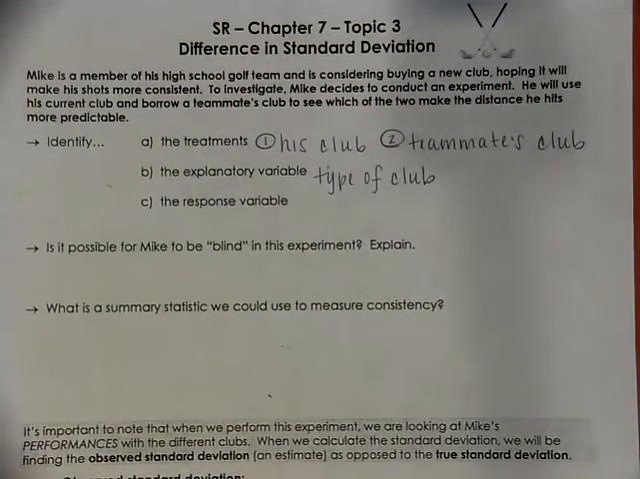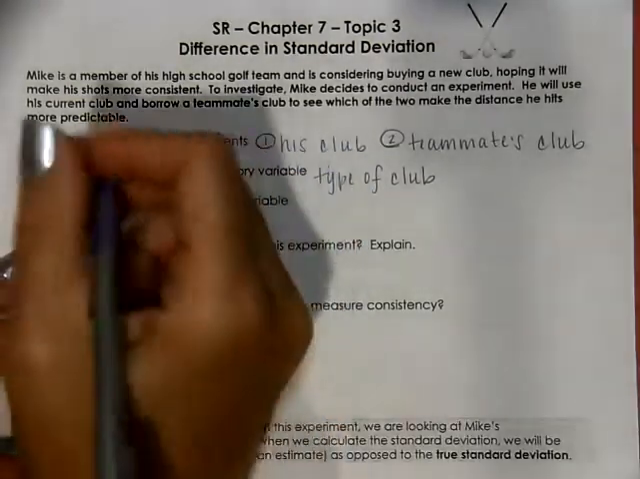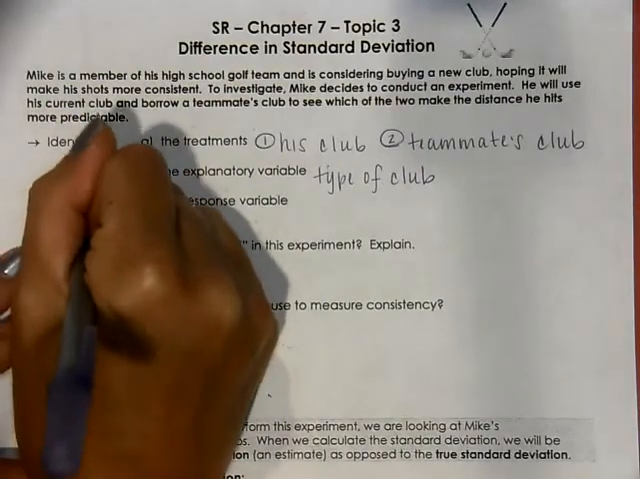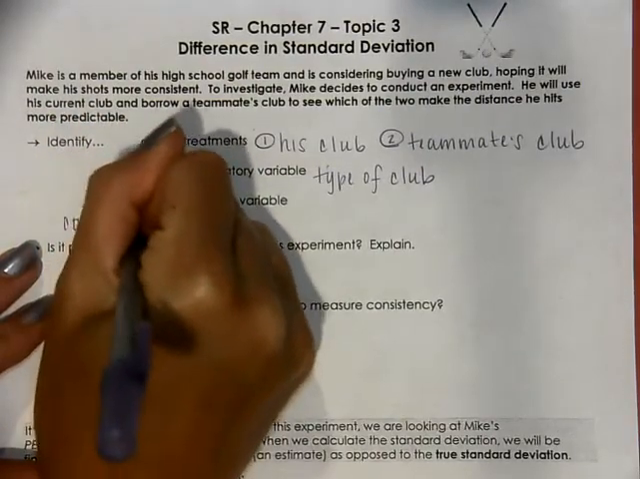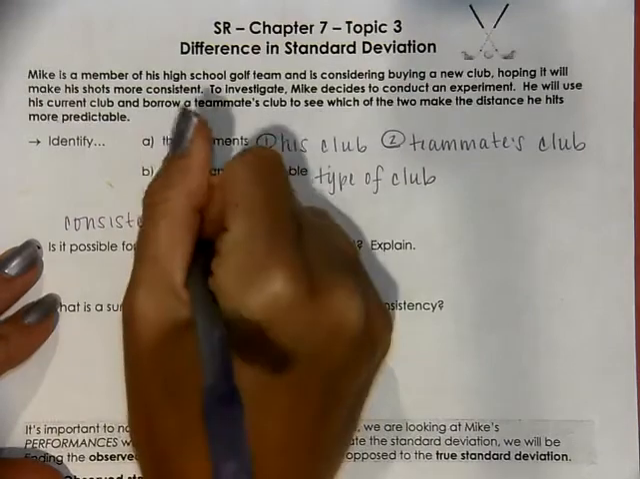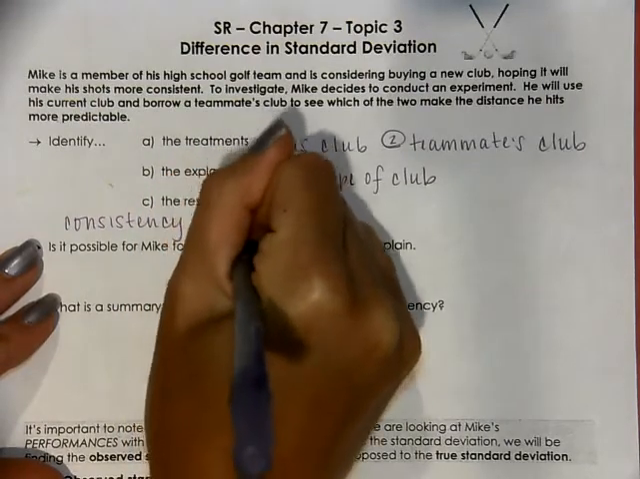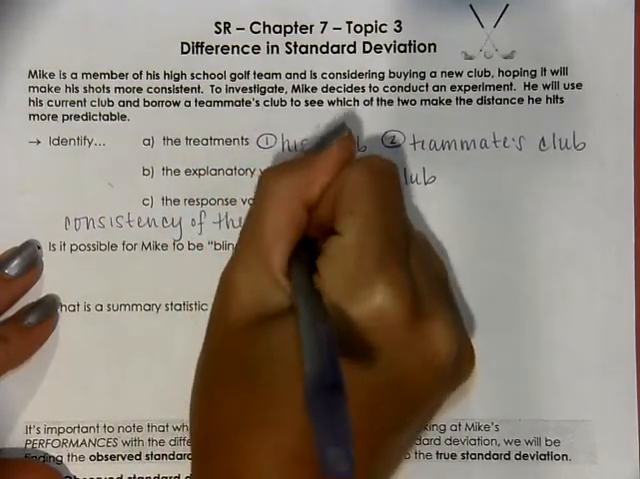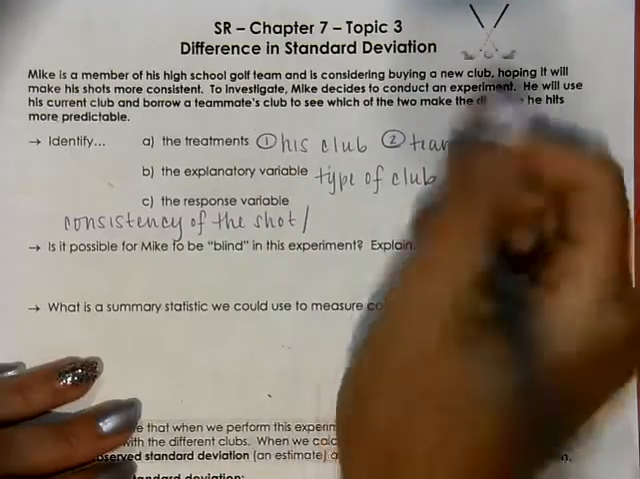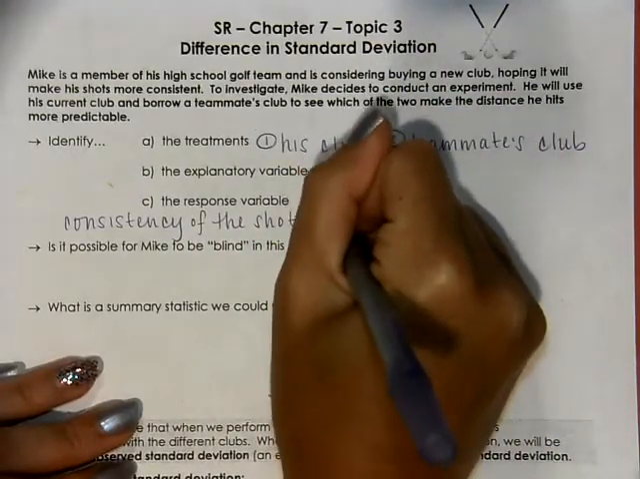The response variable. The response variable, remember, is the variable of interest. So what are we interested in here? There's a few ways to word it. We are interested in, you could think of it as the consistency of the shot. Or the distance that the golf ball is hit.